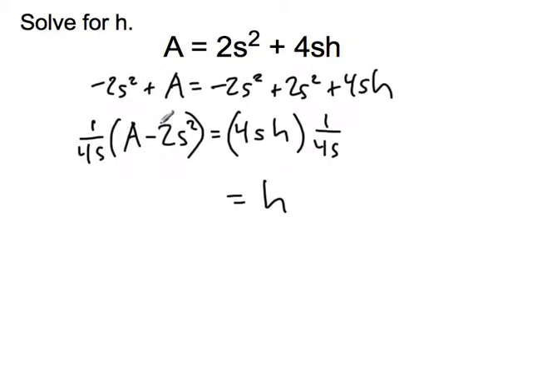What's going to end up happening is this term, which is really over 1, the a minus 2s squared is going to go in the numerator, and the 4s is going to go in the denominator. So here is the equation solved for h. So the height of a square prism is equal to the surface area minus 2 times the side squared divided by 4 times the side. Not something you have to memorize. I wouldn't expect you to. But this is how you would solve for height if you were given everything else.